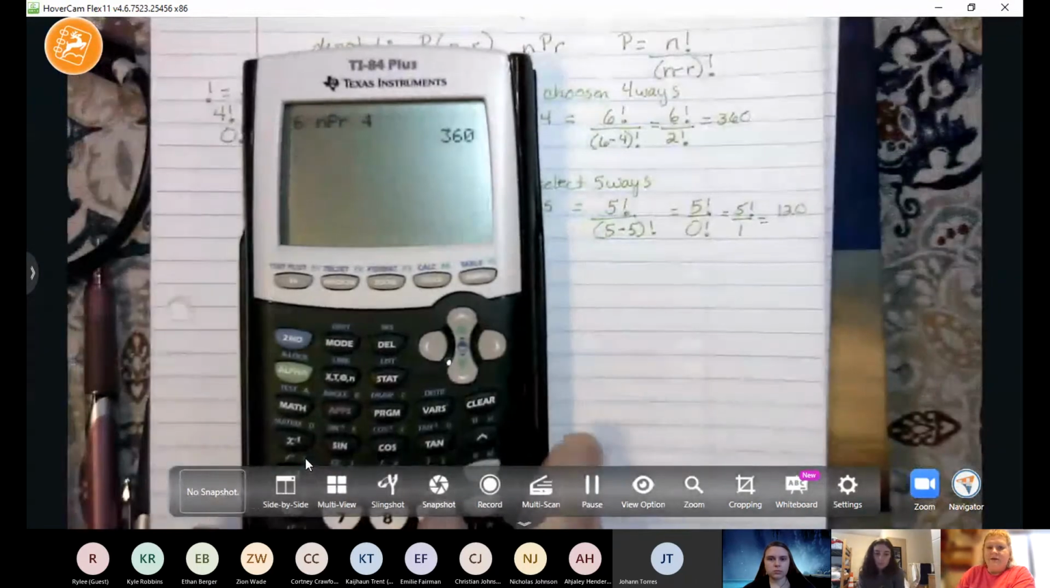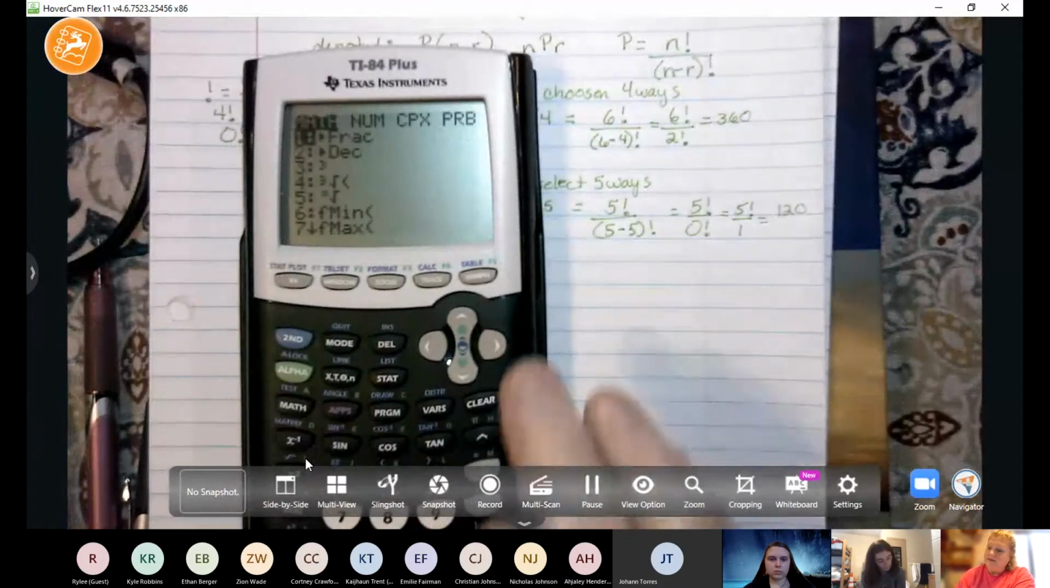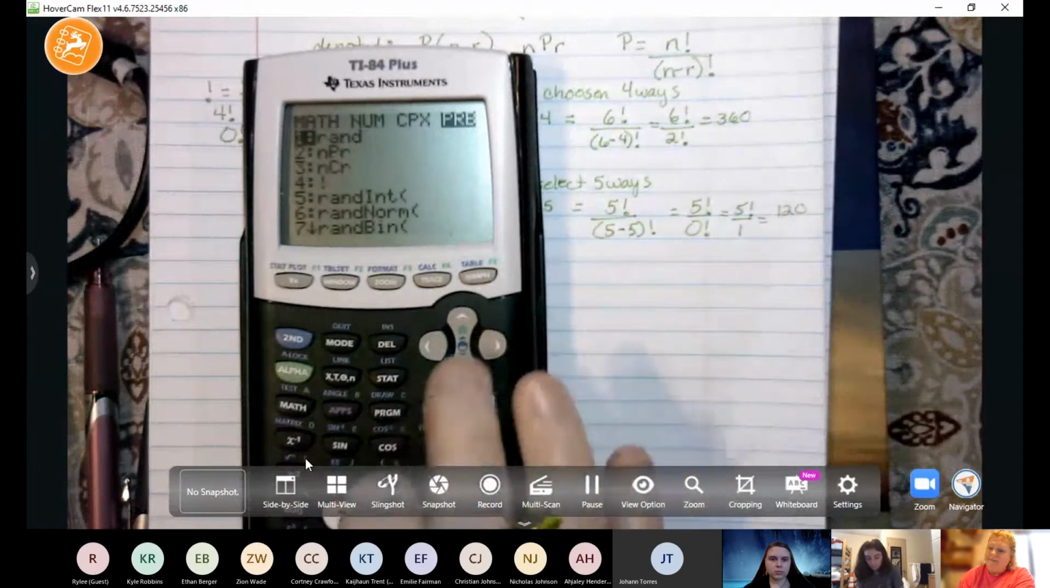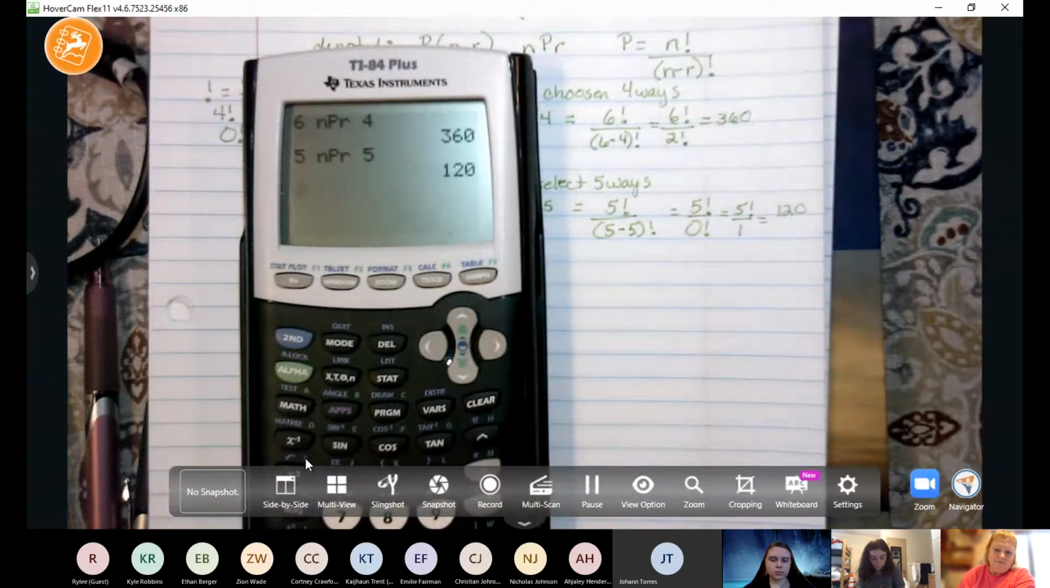So using the calculator, 5, math, over to probability, down to choice 2, put in 5, and enter. So again, you're going to have to practice with your calculators in order to know how to use them.